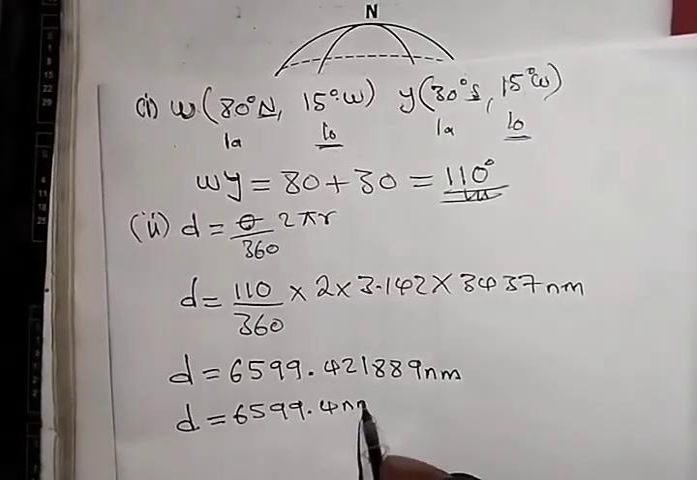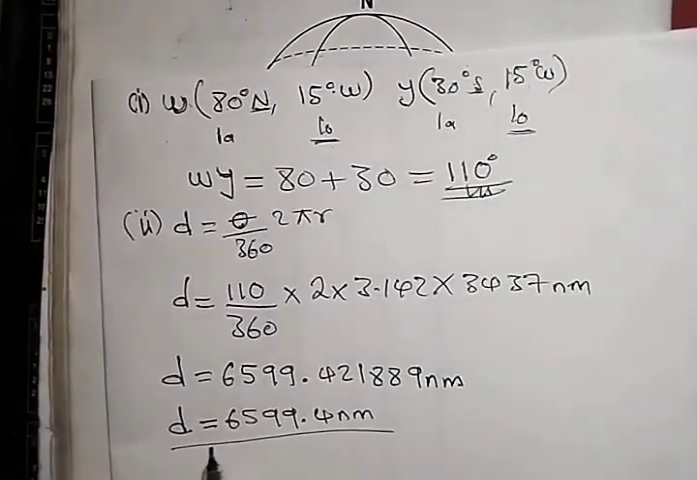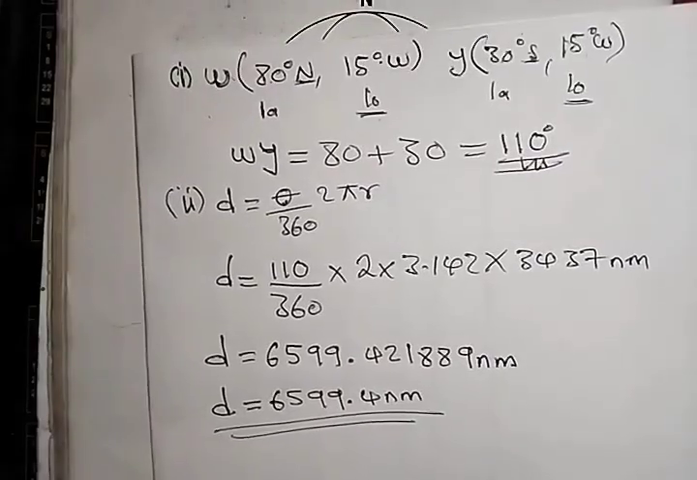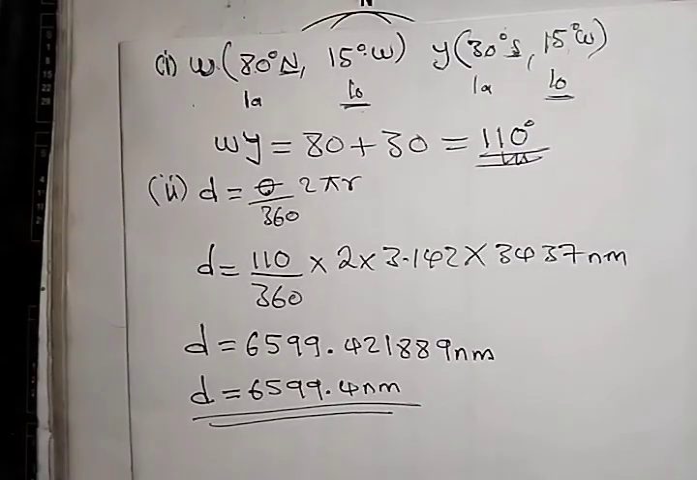So therefore our final answer will be the distance, it is 6599.4 nautical miles. So this is the final answer here. This was the distance between x and z.